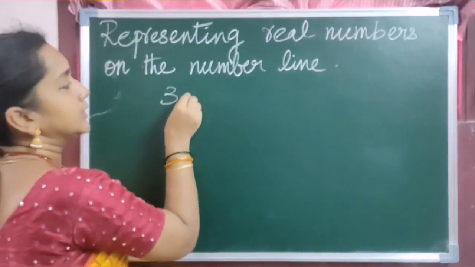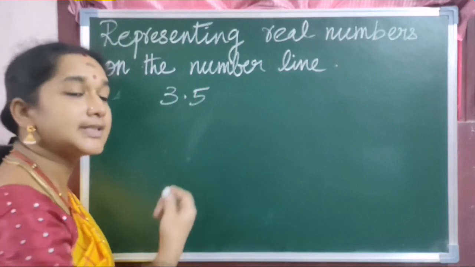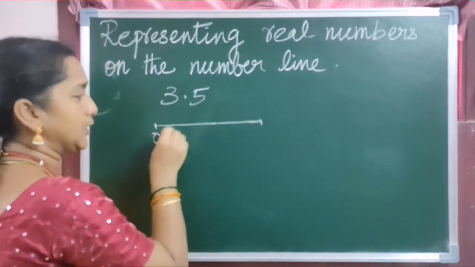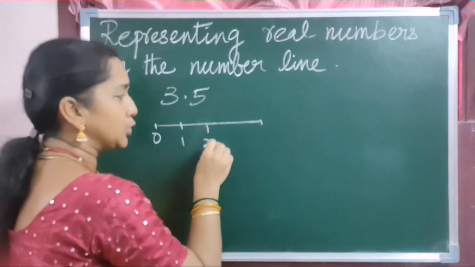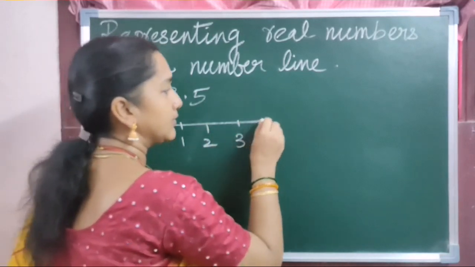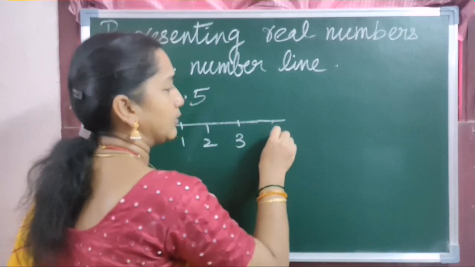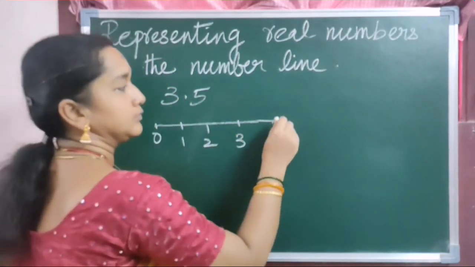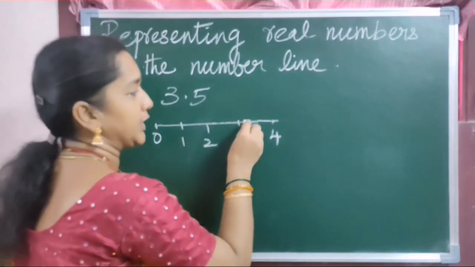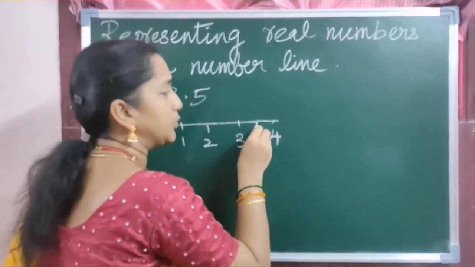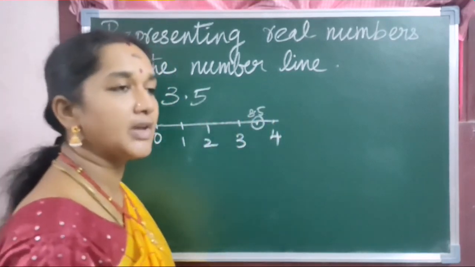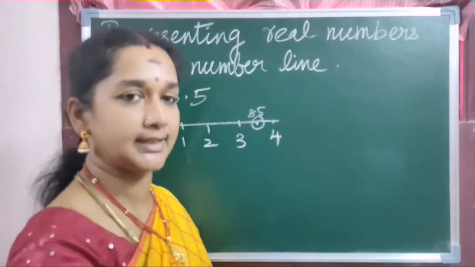First, if we take 3.5, this can be easily represented on the number line. It is 0, 1, 2, 3, 4. 3.5 will be here. This middle point will be 3.5. So like this, we have learnt in our lower classes to represent this.